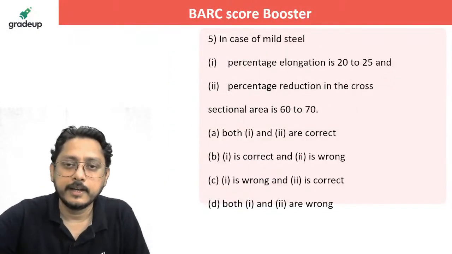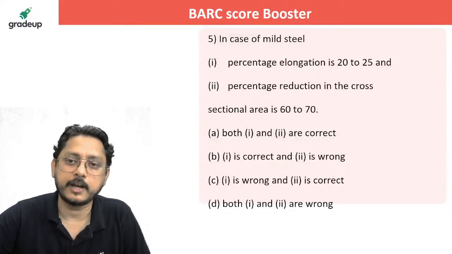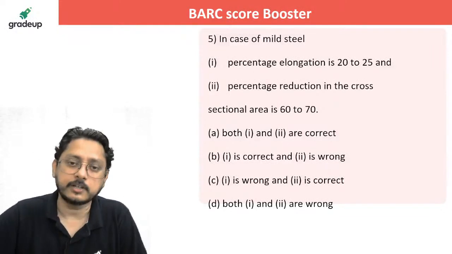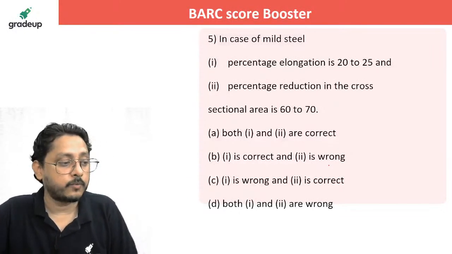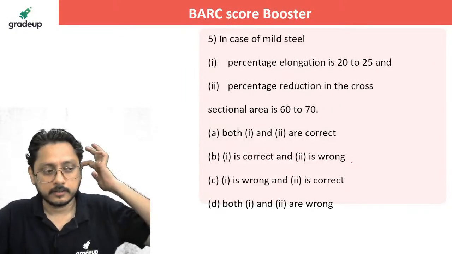Okay, next one. In the case of mild steel, which one is correct here? Percentage elongation is 20 to 25%, and percentage reduction in the cross sectional area is 60 to 70. What do you say? Which one is correct here?